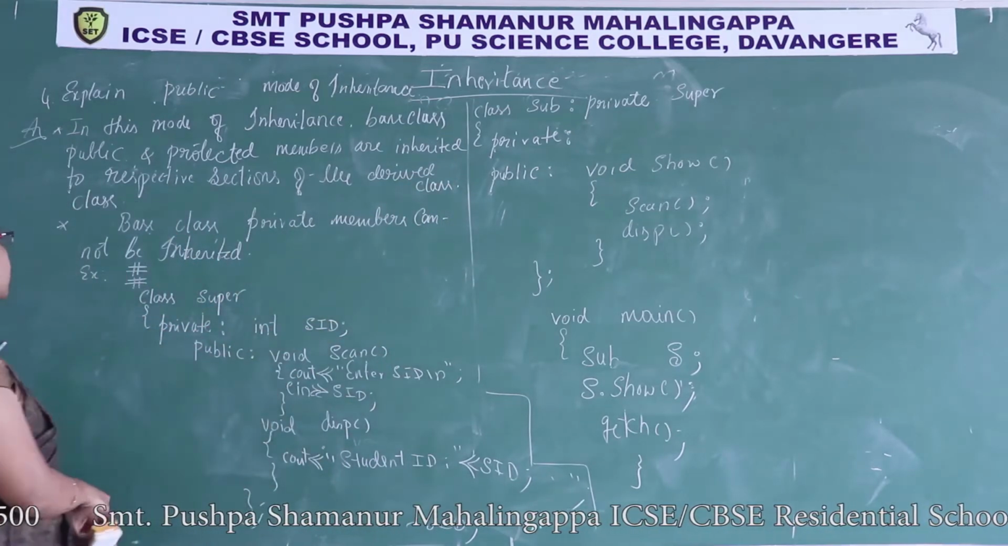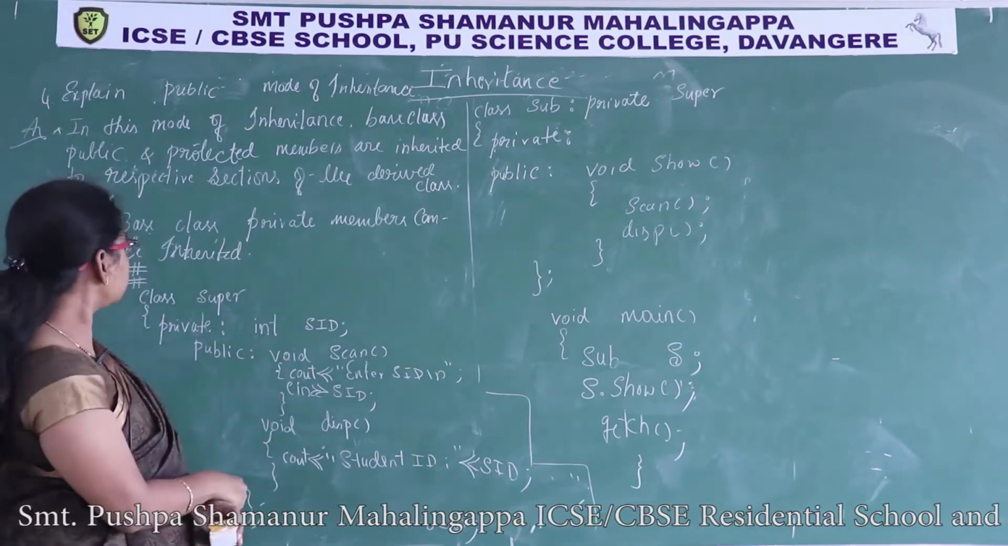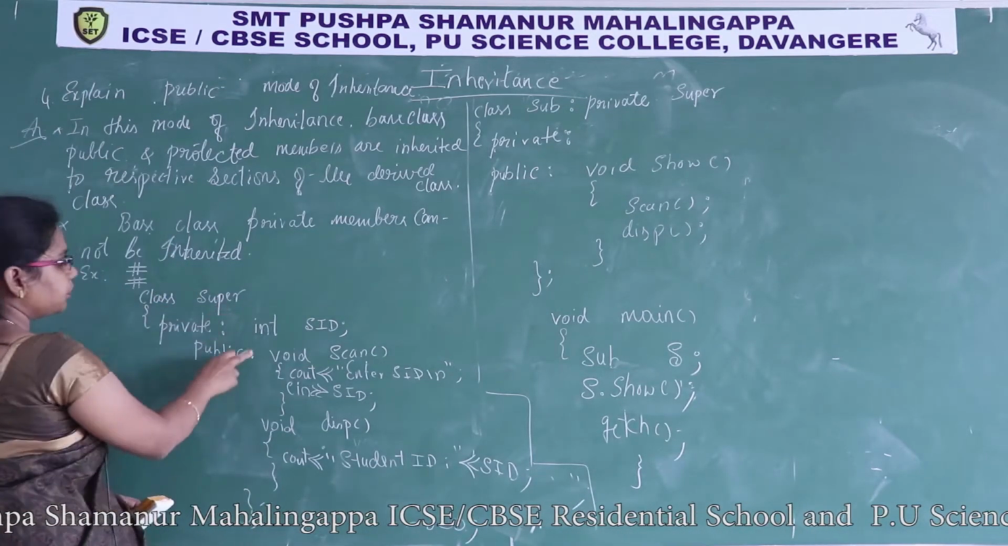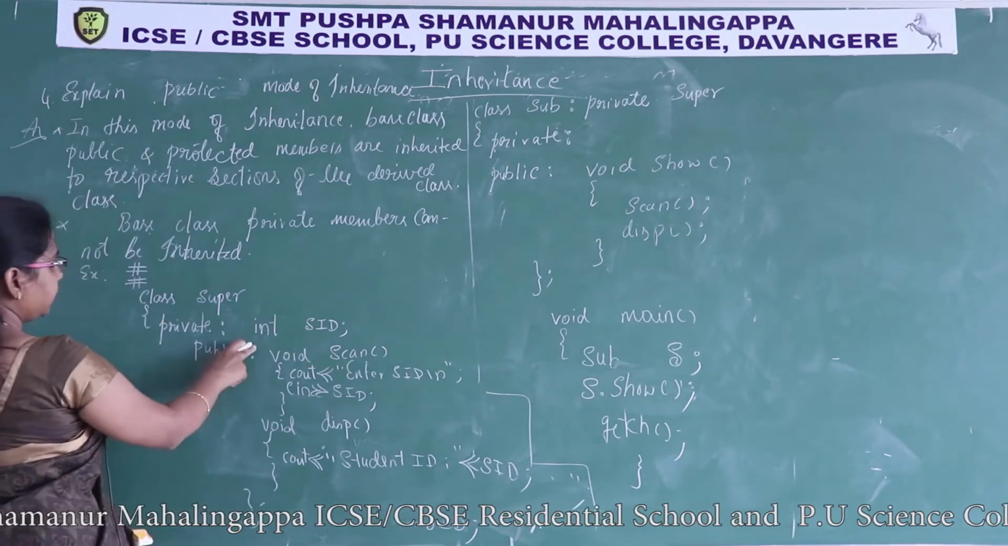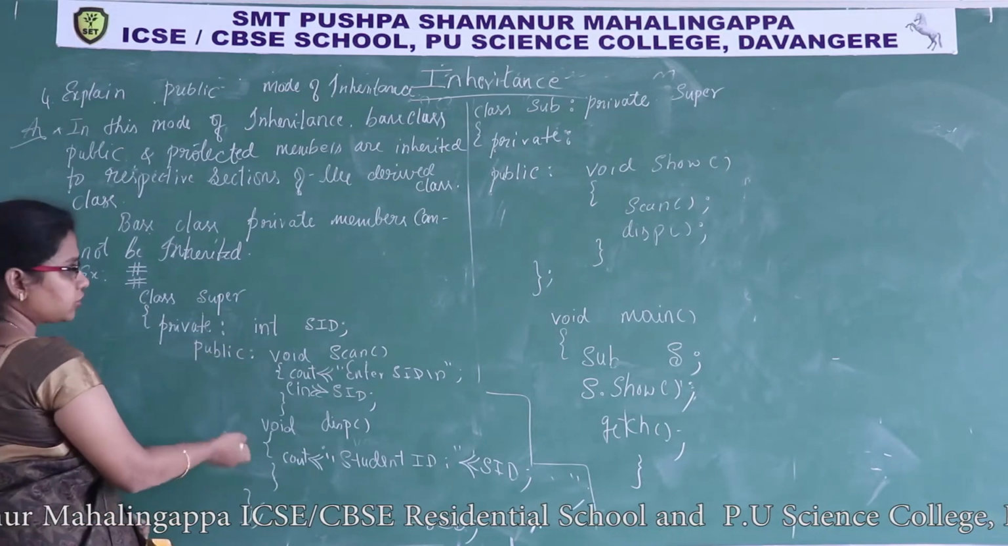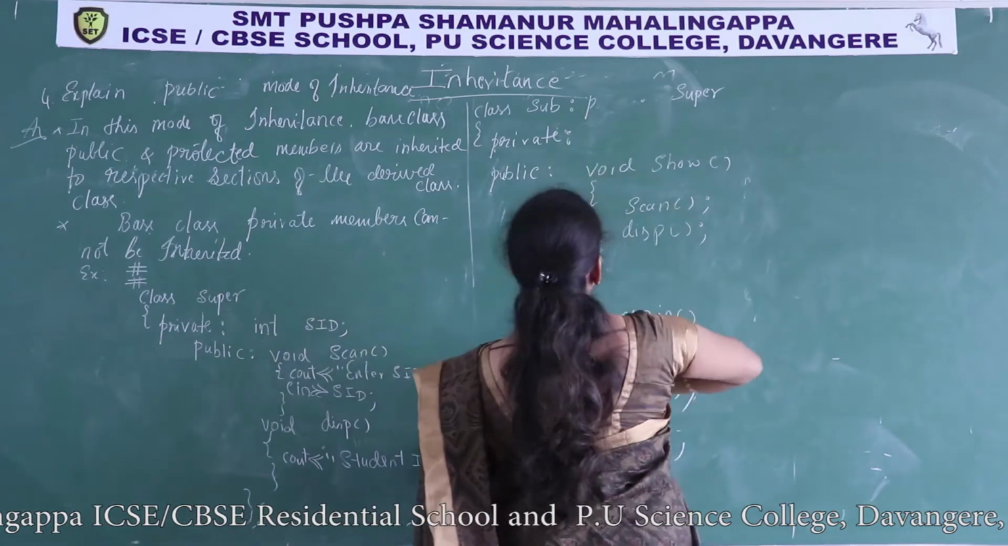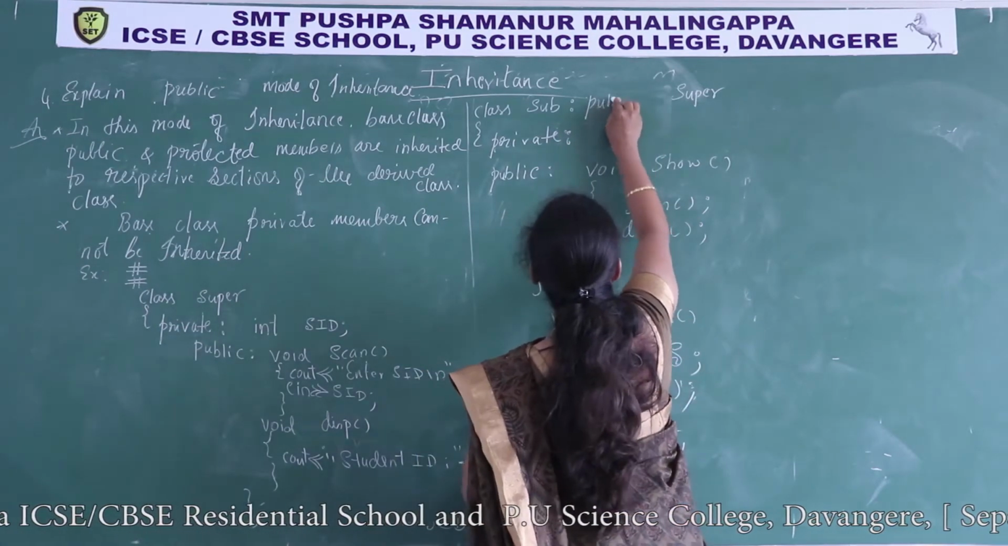Understood? Now, base class private members cannot be inherited as usual. Now, class super, so private data SID, so I had taken two functions. So instead of writing private, I must write public here, public.